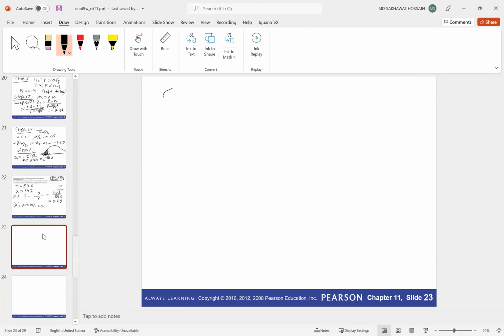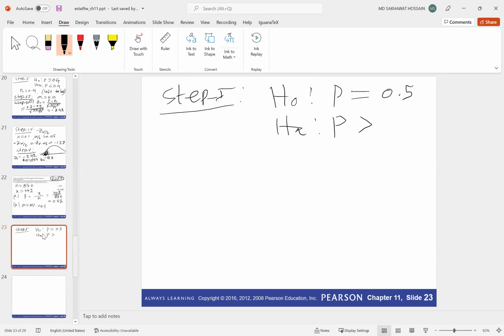So step one is write the hypothesis. You need to write the null and alternative. The null is the proportions are equal, and the alternative is the proportion is a majority, that is, more than 50%. So p is greater than 0.5. So this is a right tail test.